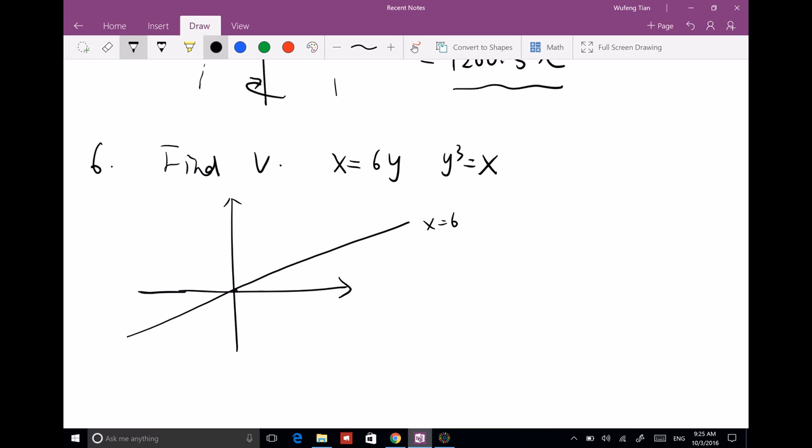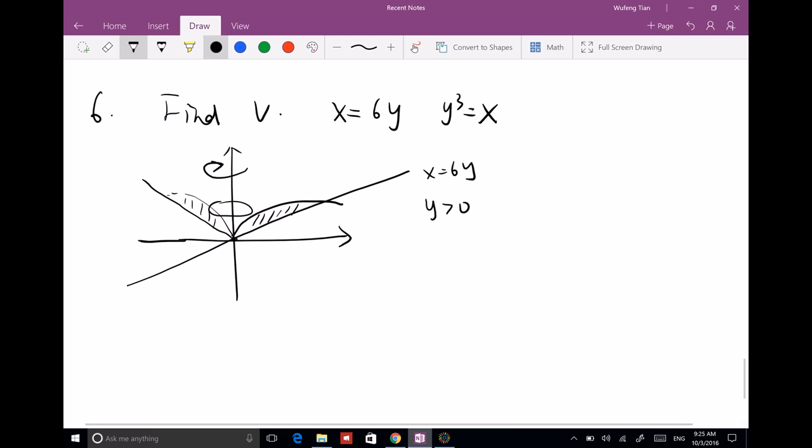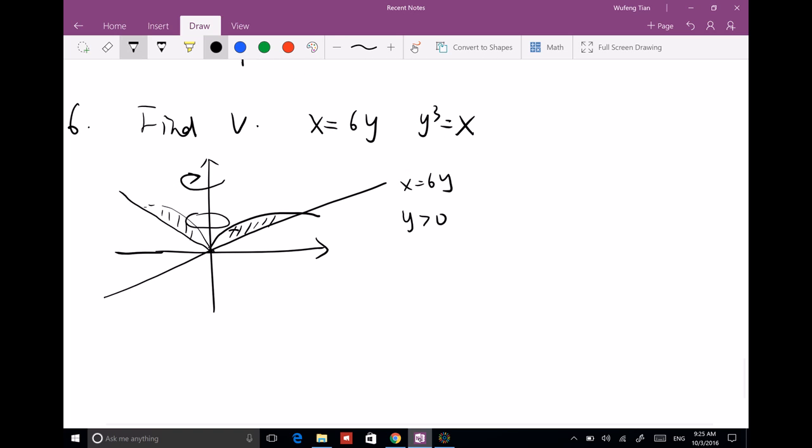This is x equals 6y. Then because y is positive, and we revolve with respect to the y-axis. Okay, so revolve this way, you're going to have something like this, like that, right? Okay. So what we do is we set up this region like this. What you do is V equals pi from a to b, big R of y. Since we are doing the y-axis, it's big R of y squared minus small r of y squared, dy.